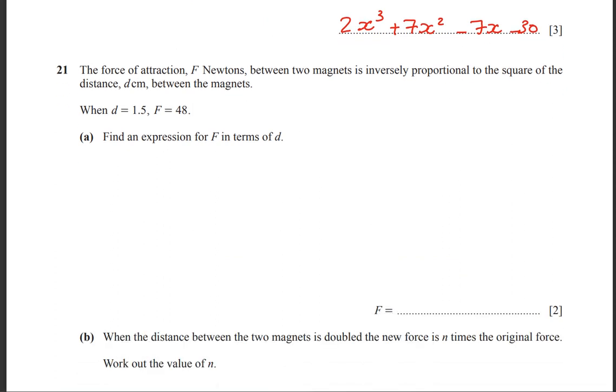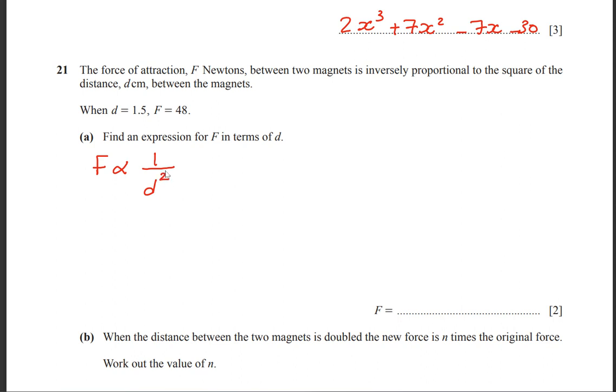The force of attraction F newtons between two magnets is inversely proportional to the square of the distance. That means that F is inversely proportional to the square of distance, so it is d squared.